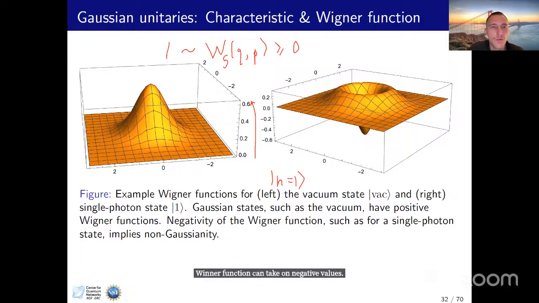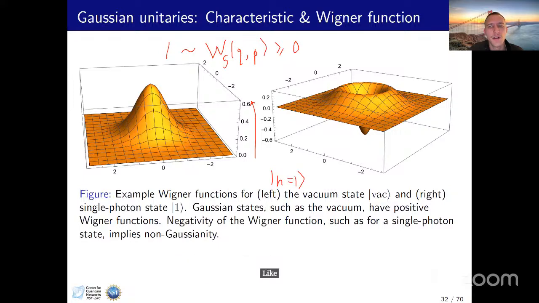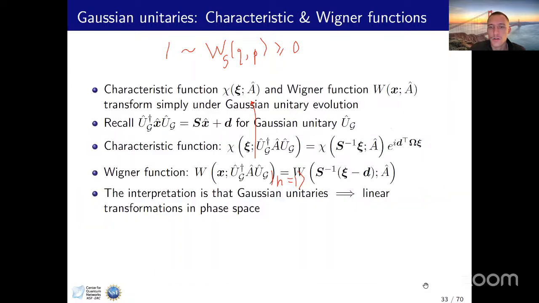Sometimes the Wigner function, characteristic function, and these other things are called quasi-probabilities, because in some cases you can say that the Wigner function genuinely is a probability distribution, like for all Gaussian states, but in other cases it's not quite, right? For this single photon state on the right, it has negative values, so it's not a proper probability distribution in general, but it's a quasi-probability distribution. Okay, clear?